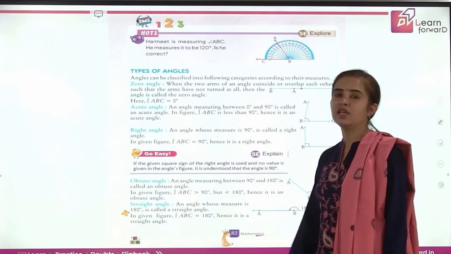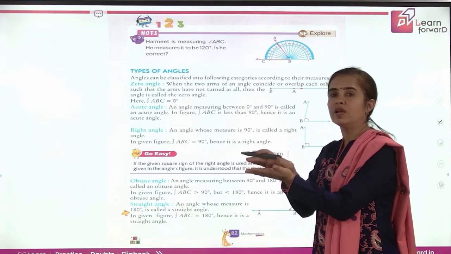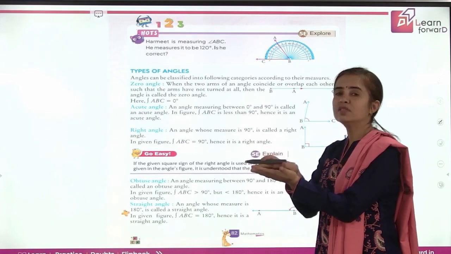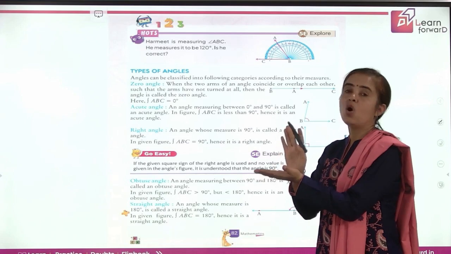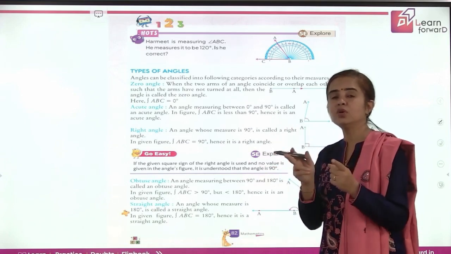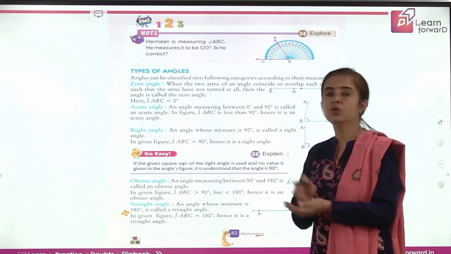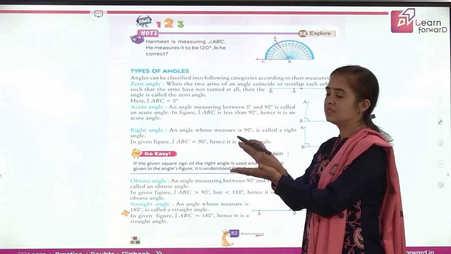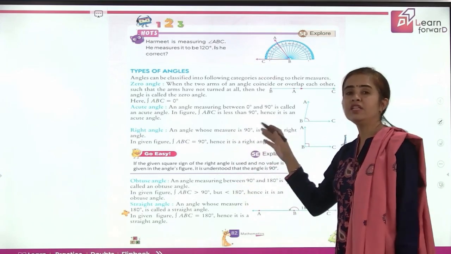Coming next is acute angle. As the two arms of the angle start moving apart, after 0 degrees till it reaches 90 degrees, all the measurements between 0 degrees and 90 degrees are called acute angles. So acute angles are always this much open. Okay. Acute angle is between 0 and 90.